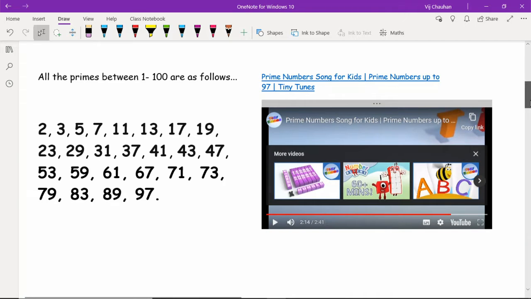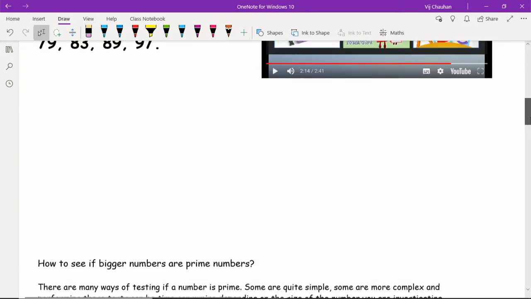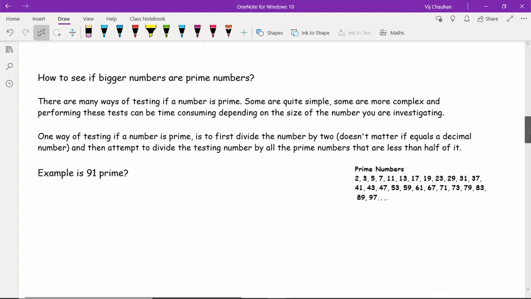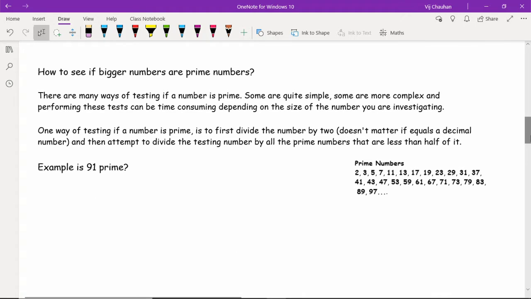And if you're still awake and still with me, hopefully we can move on from that. So moving on, how can you tell if a bigger number is prime, which sometimes gets asked in tests. There are many ways of testing if a number is prime. Some are quite simple, some are a bit more complex with some crazy formulas for you to substitute numbers into. Performing these tests can be quite time consuming depending on the size of the number. So if you're testing to see if, I don't know, 1297 is prime, it might take you a while because that number is going into the thousands.